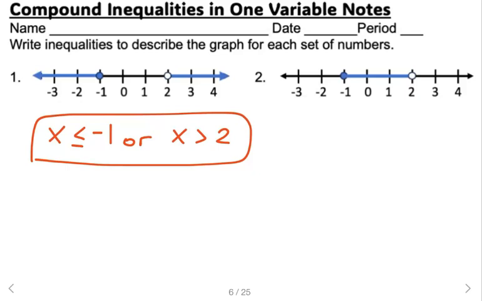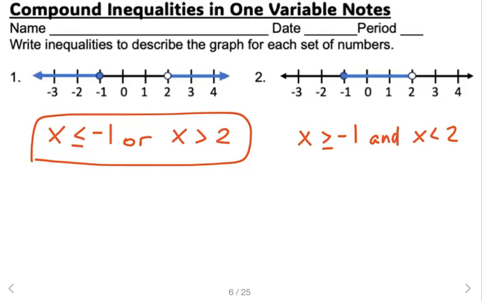Now on number 2, looking at the negative 1, we're including negative 1 and then we're shading to the right of that. So you might say x is greater than or equal to negative 1. But then when we look at the 2, it's to the left of 2, so you might say x is less than 2. Now, on this graph, those values fit both of these, so we would use the word and.